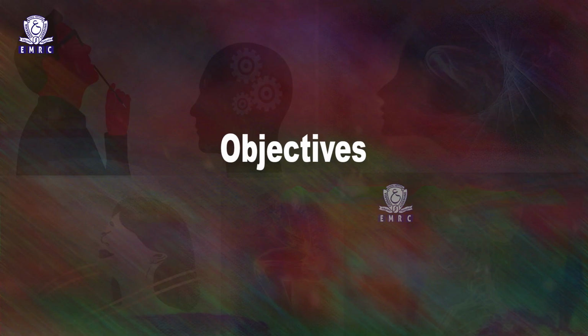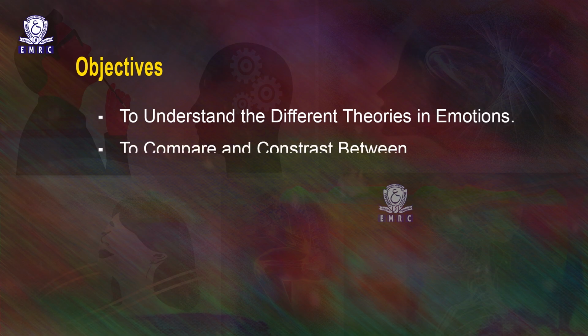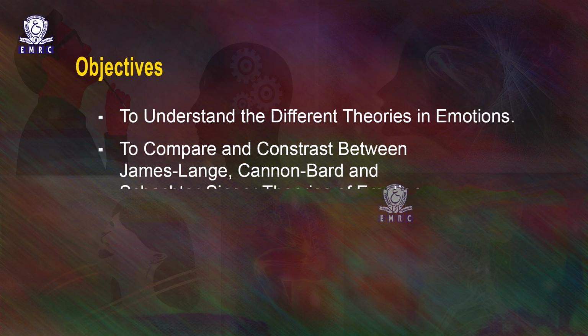Coming to the objectives of this module, one is to understand the different theories in emotions, and the other one is to compare and contrast between James Lange theory, Cannon-Bard theory and Schachter-Singer theories of emotion. Now we look at the different theories in emotion.